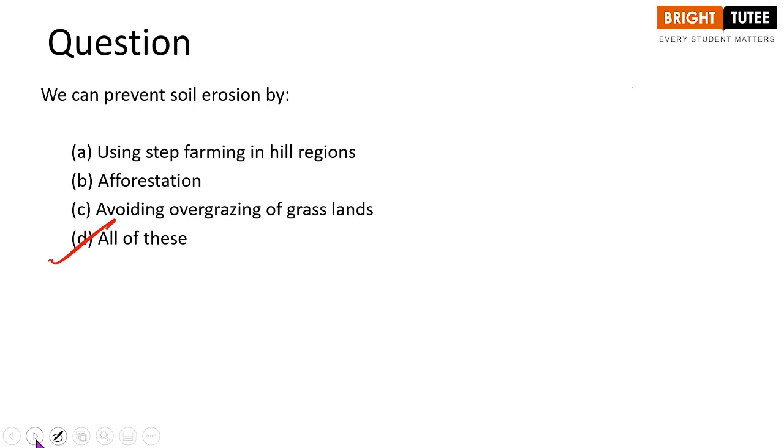So with this, we come to an end of the chapter. We have talked about the different kinds of soil, the different soil profile, and also different types. I hope you were able to understand the importance of soil in our life and also the different characteristics of the soil.